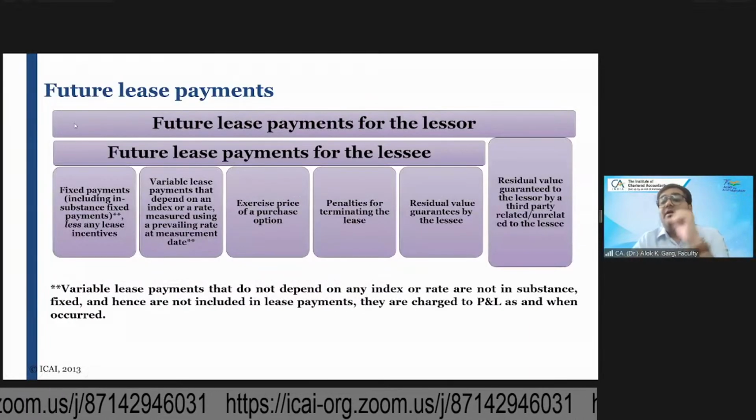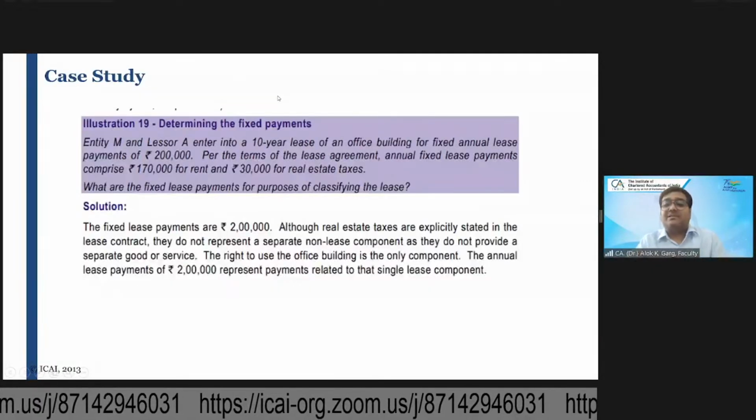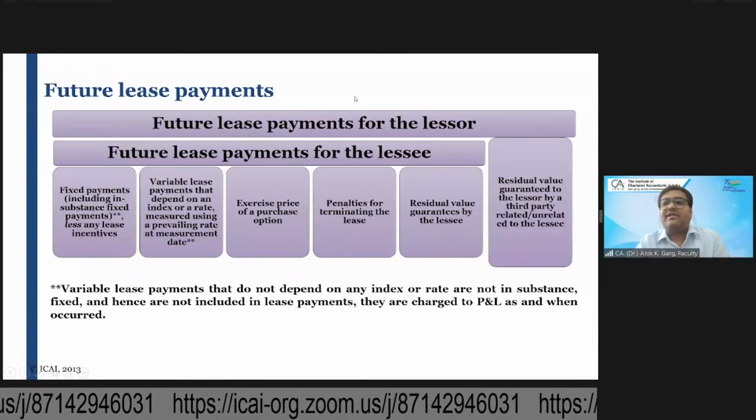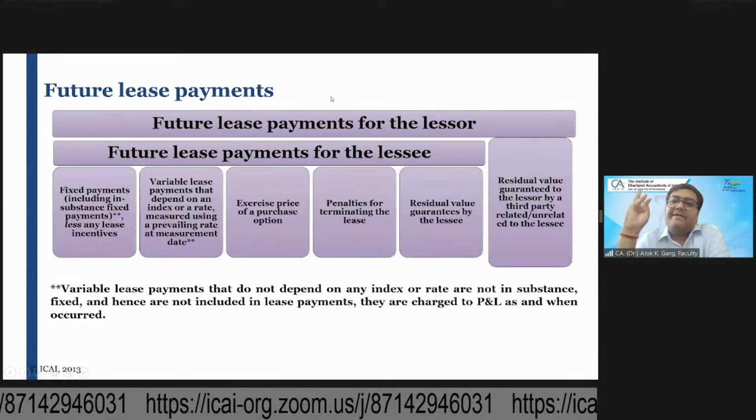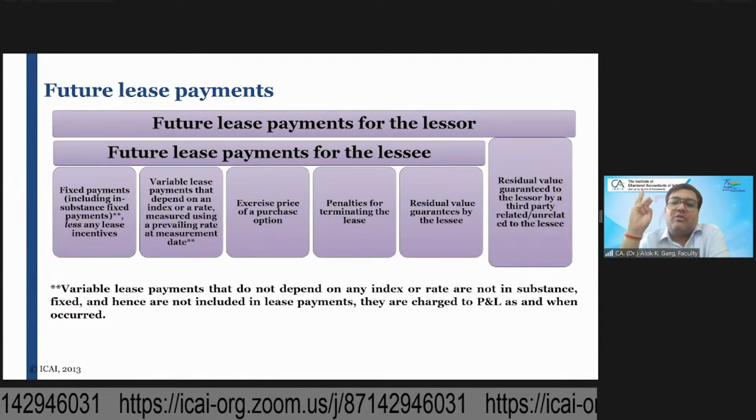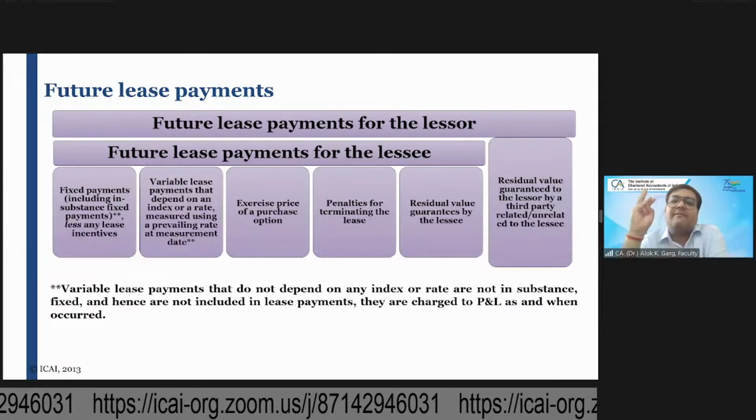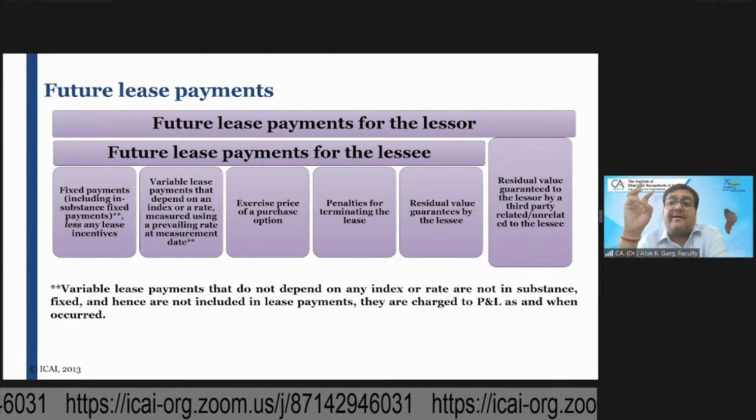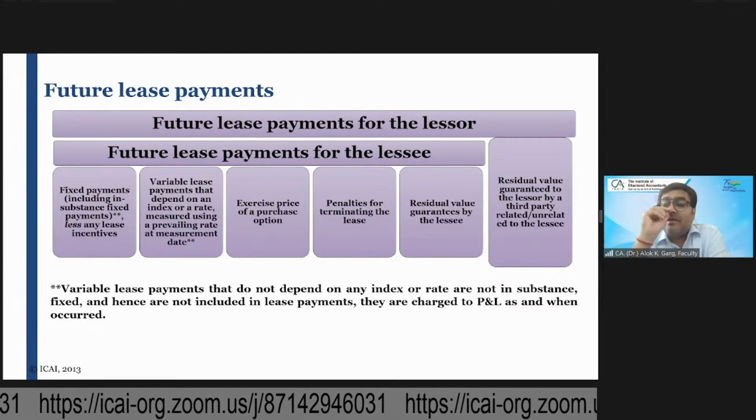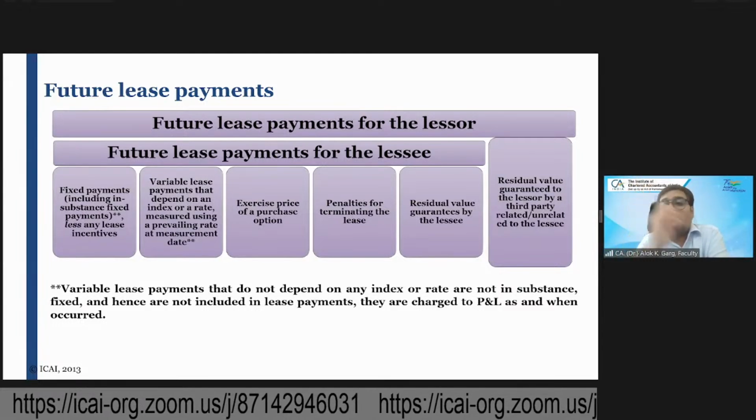Okay. Now, friends, we'll discuss the lease payment. We discussed the identified asset. We discussed the right to control the use of the asset. We have already discussed the lease period. Now we'll discuss the consideration.